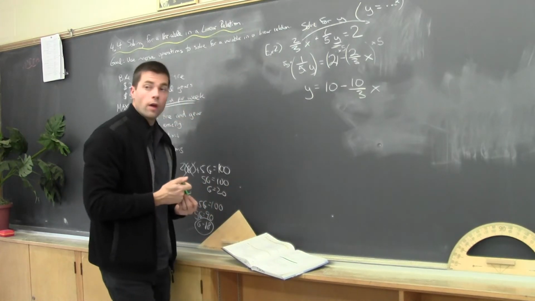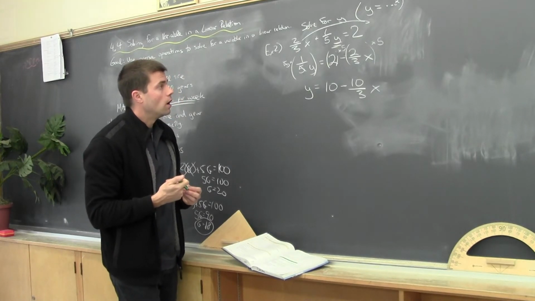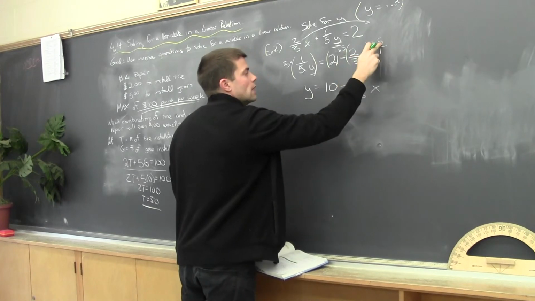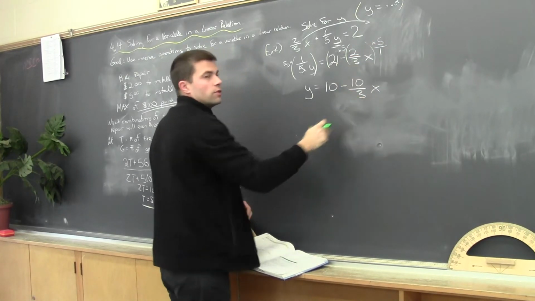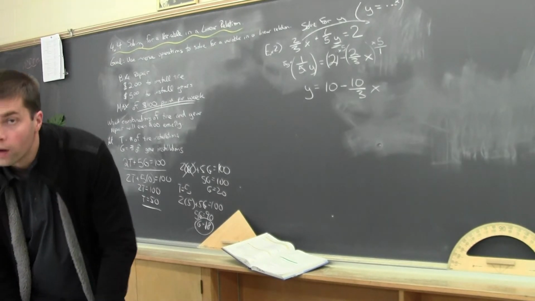Sure. Yep. This is 10 over 15. No, because the 5 is on the numerator. So it's 2 times 5 is 10 and 3 times 1 is 3. Oh, yeah, never mind. Okay. Any other questions with that one?